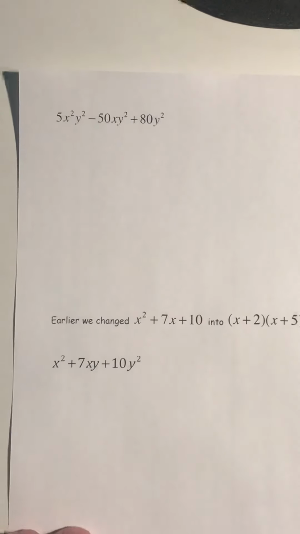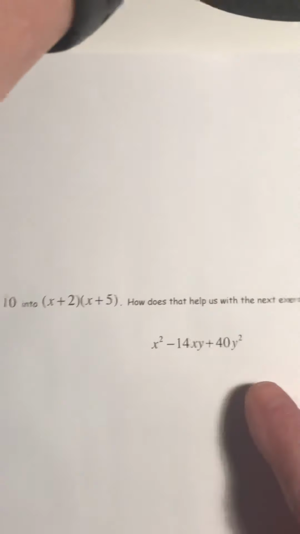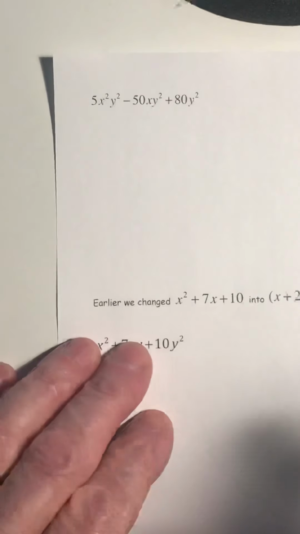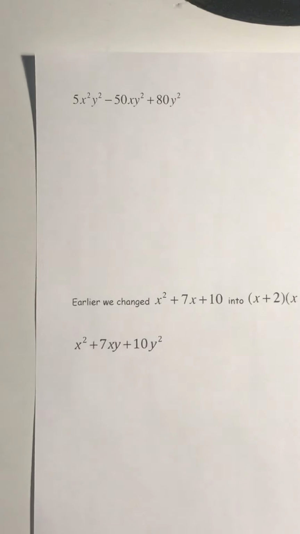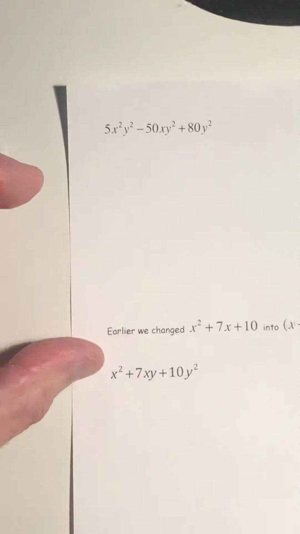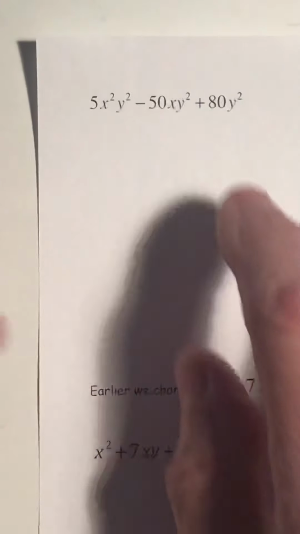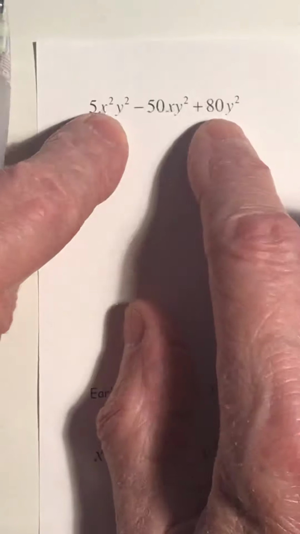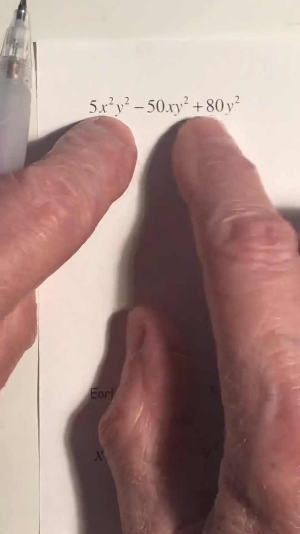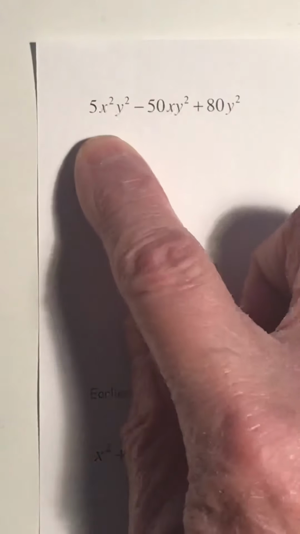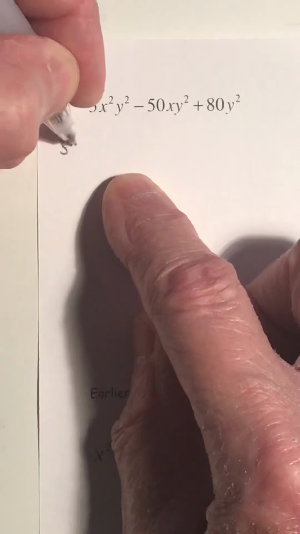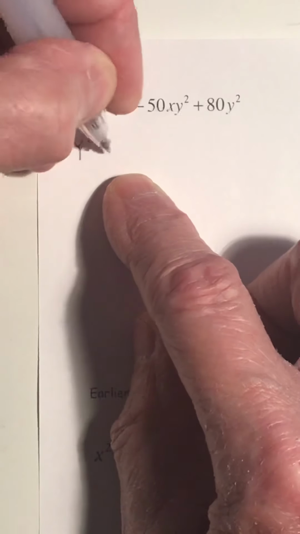And page 4. We have another GCF situation here, I think. Right? We can factor out a 5, certainly. Let me zoom in a little. Can we factor out an x? No. Can we factor out a y? We can factor out a y squared. So we can factor out 5y squared as a GCF.